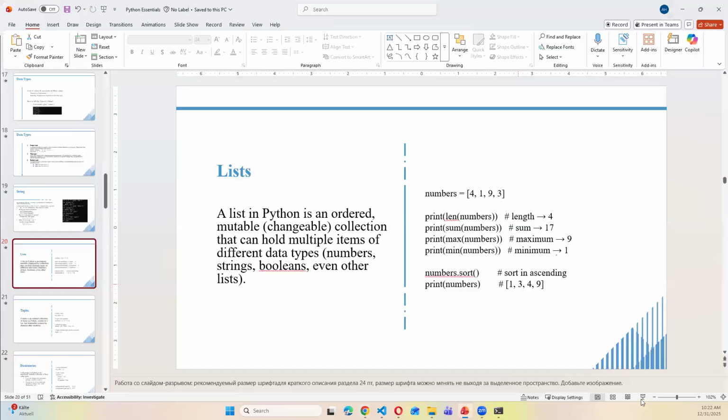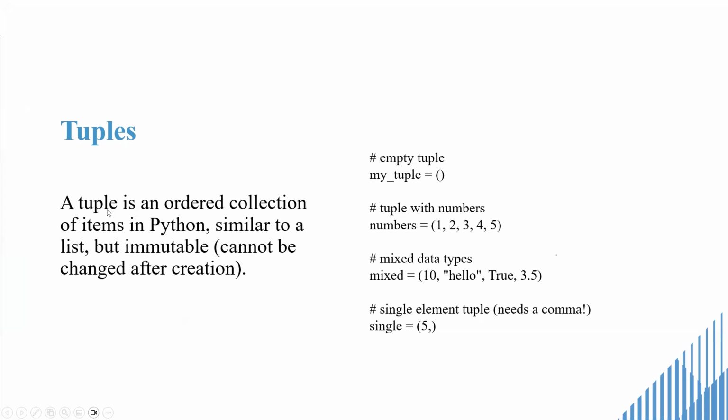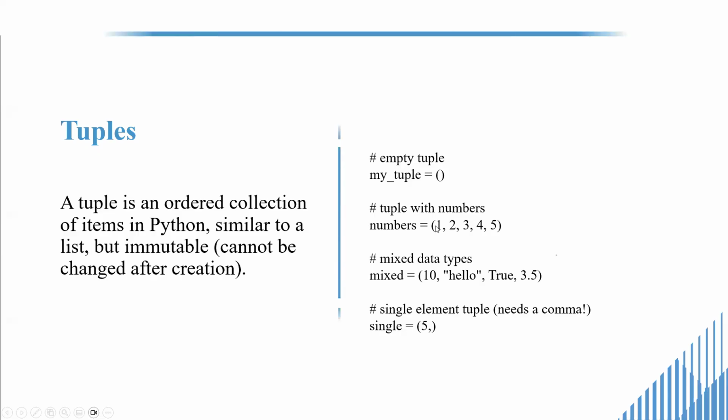Then we have tuples. A tuple is an ordered collection of items in Python, similar to a list, but immutable, it cannot be changed after creation. This is very important: immutable tuple. If I have my tuple with a bracket, then I say numbers are 1, 2, 3, 4, 5. You can also mix types like this, and it starts with this bracket.